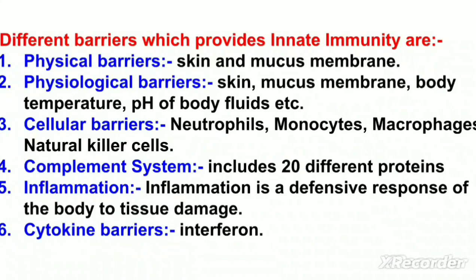Now, the fifth barrier is inflammation. It is a defensive response of body to tissue damage. The signs and symptoms include redness, pain, heat, and swelling. Now, the last is cytokine barrier, which includes interferons. Interferons protect the body against viral infection.